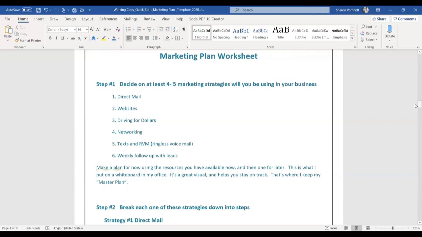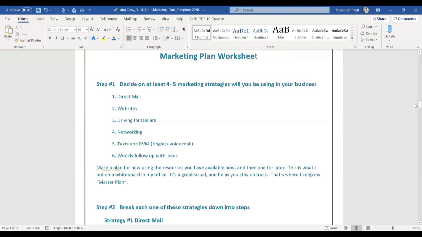So I want you to make a plan for what you can do now using the resources and the money and the time that you have now. And then I want you to make a plan for 12 months. Maybe today you don't have the money to send out 2,000 direct mail pieces, but I want you to have a goal up on your board. A goal without a timeline, without a plan is just a dream. So you have to, I like to say, act as if this is how it's going to happen.